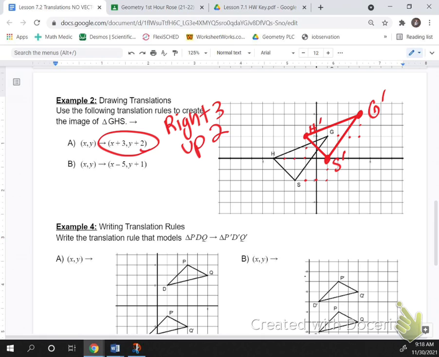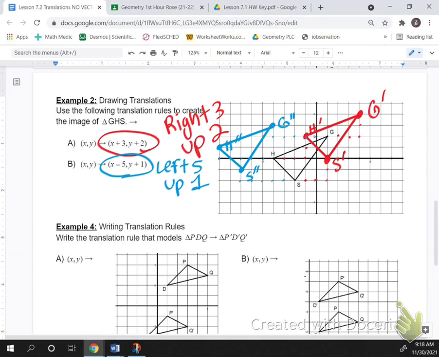I'm going to let you do B with your team. But for B, you're going back to the original, not the new one. So start at the original, GHS, and map it again. Give it a try with your team. Go. Check your second image. We went left 5 and up 1. Check out my notation. Do you see, when I am translating on the same graph, I labeled the second one G double prime, H double prime, S double prime to signify it's a second translation. Okay? So check out that notation.